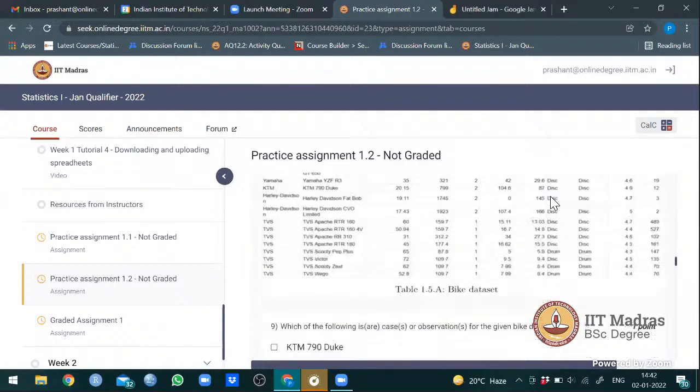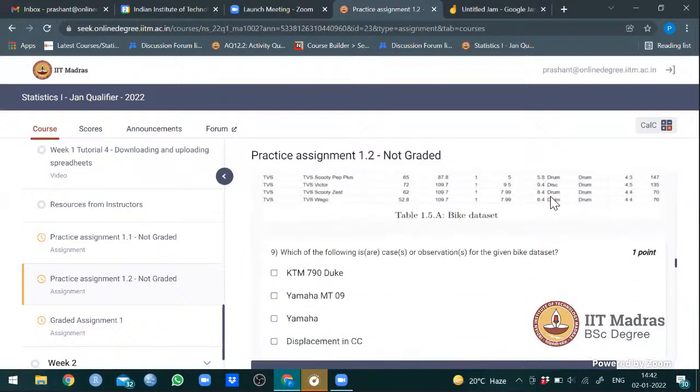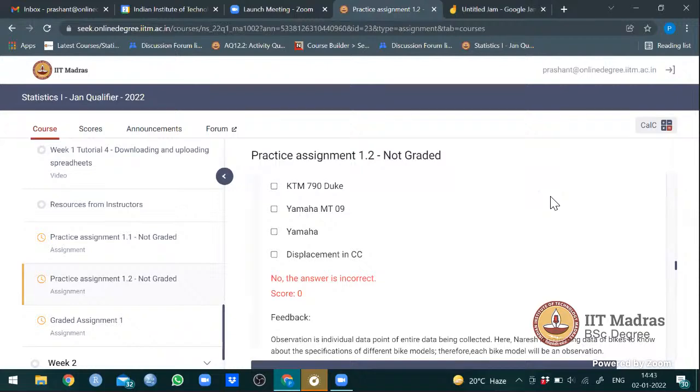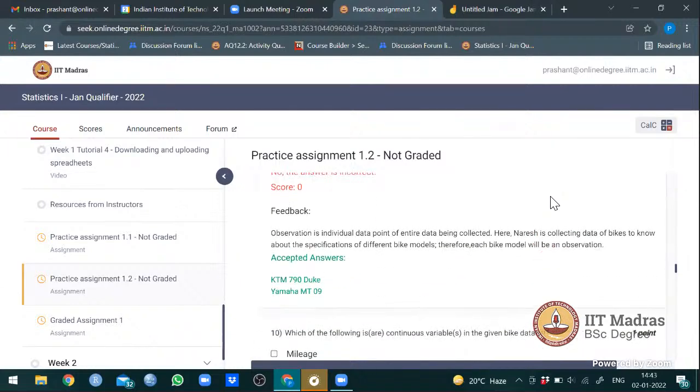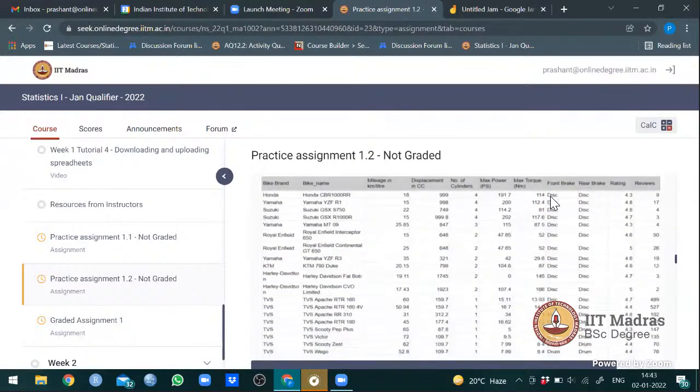Okay. Which of the following is our cases or observations for the given bike data set? I think KTM 790 and Yamaha MT, right? Yes, sir. These two are the answer. Yeah. What is your doubt? Sir, it's a variable. No. See.